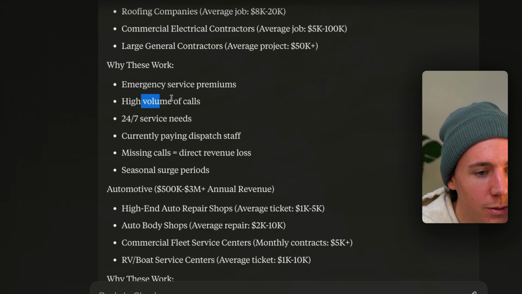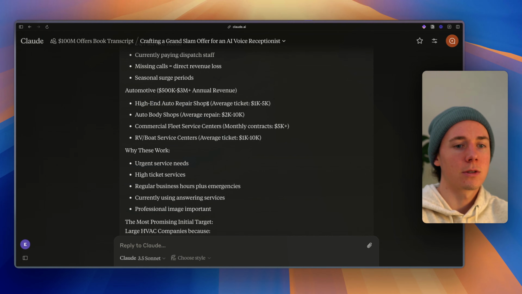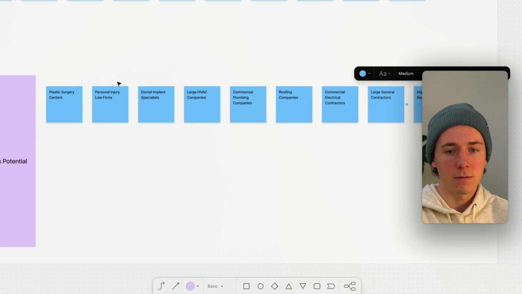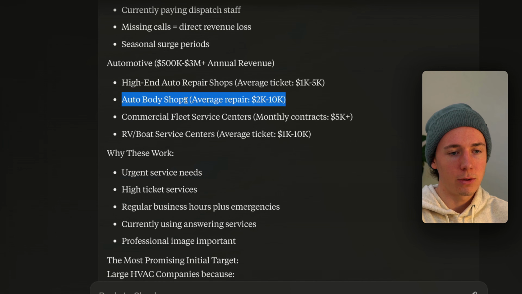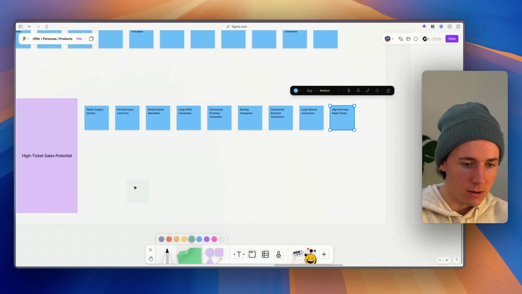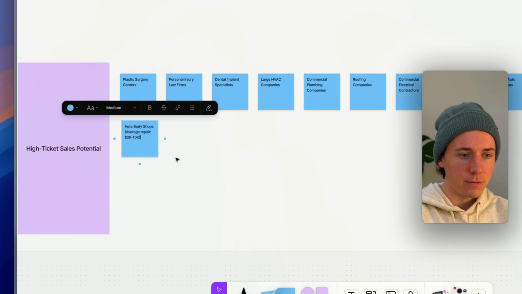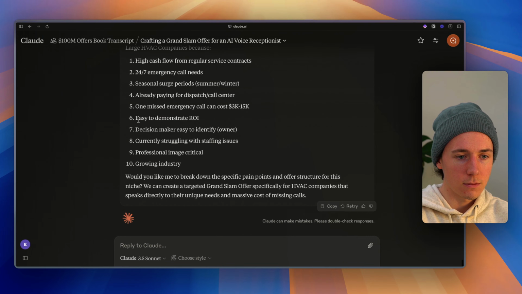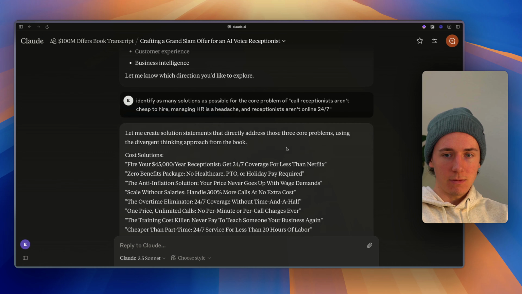Emergency service premiums, high call volumes, automotive, high-end auto repair shops, auto body shops, commercial fleet. I guess we can put the whole thing in, doesn't really matter. Okay, boom. So this is a wrap.